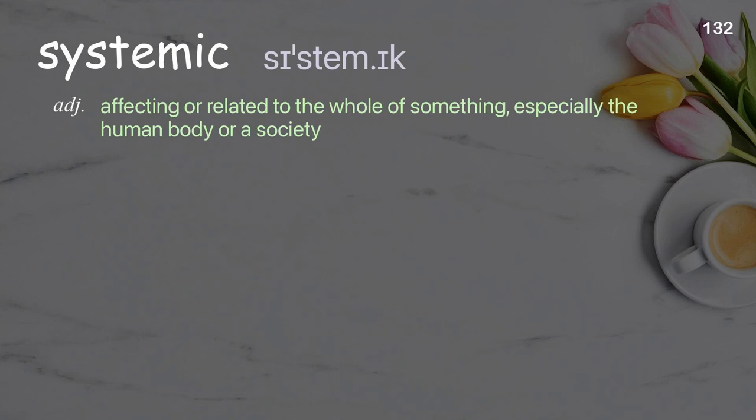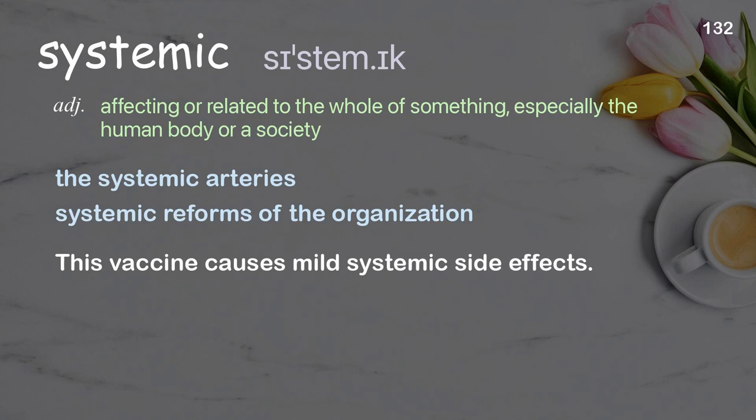Systemic. Affecting or related to the whole of something, especially the human body or a society. Examples. The systemic arteries. Systemic reforms of the organization. This vaccine causes mild systemic side effects.